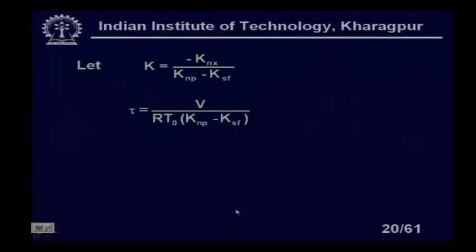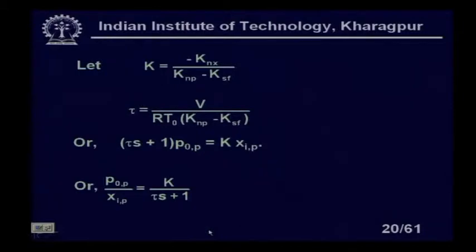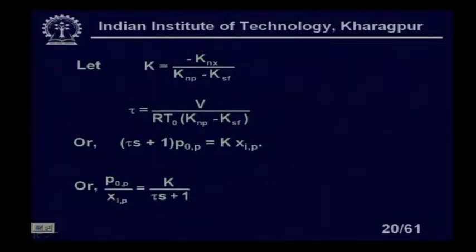Let us introduce some constant K equal to minus K_nx upon (K_np minus K_sf), and a time constant tau equal to V by R T_0 times (K_np minus K_sf). With a little manipulation, this gives (tau s plus 1) P_op equal to K X_ip. So, this leads to a first order differential equation, and the response P_op with respect to X_ip is equal to K upon (tau s plus 1).